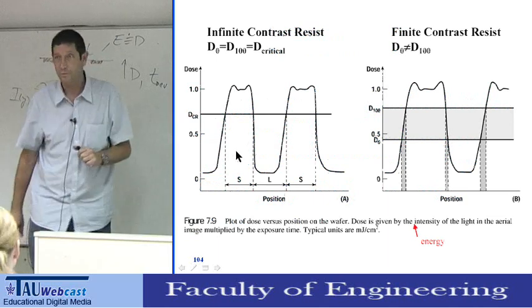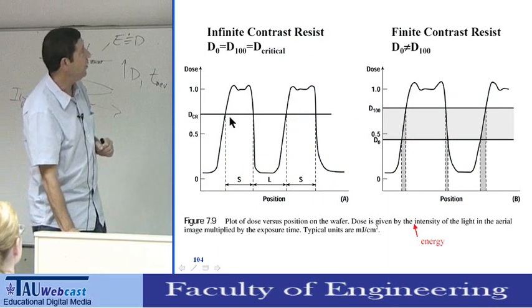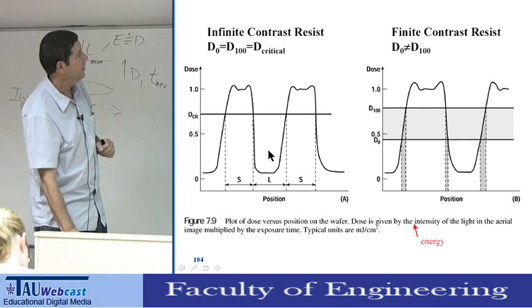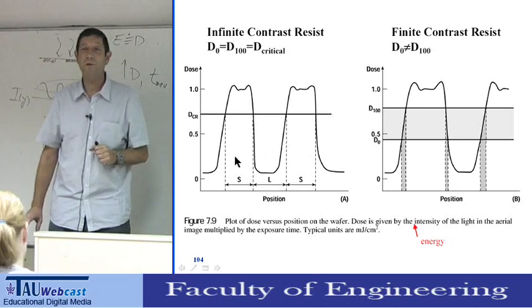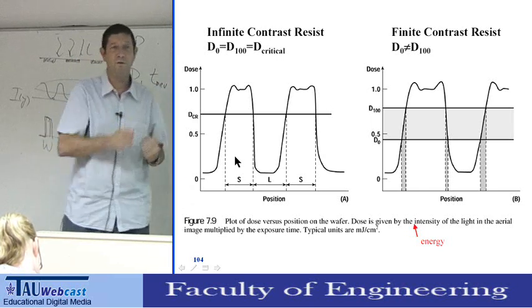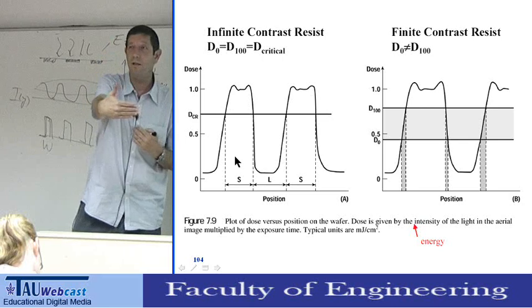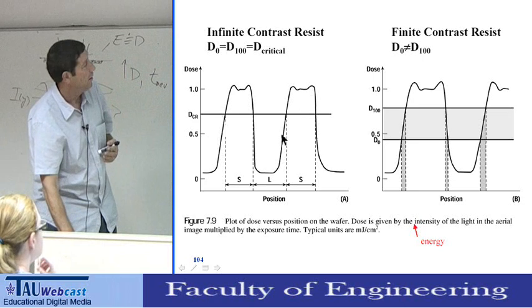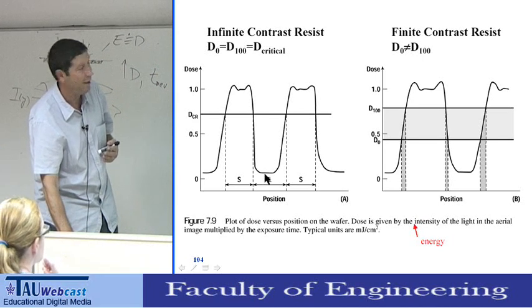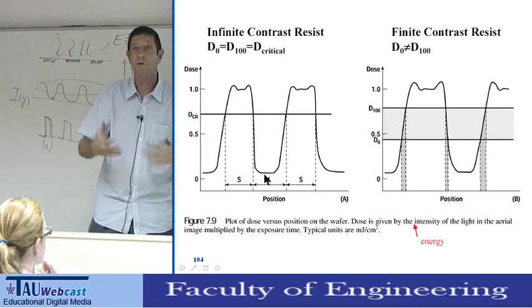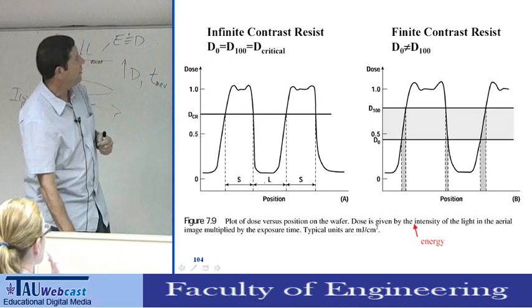For example, let's say we have the following image. This is the dose versus position. This is space, this is line, this is space. Why is this a space? This is a space because here we have a lot of light, and we remove the photoresist in this area. So after we do the lithography, here we have a space. Here we have a line because we have very little light, so the photoactive compound is not destroyed, so the line stays.